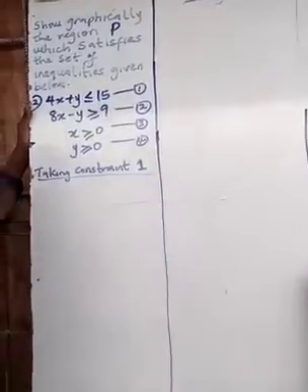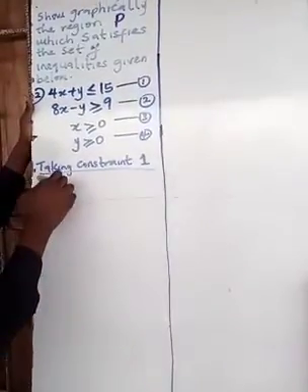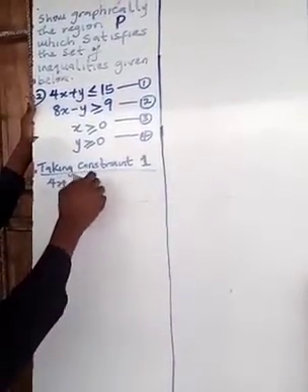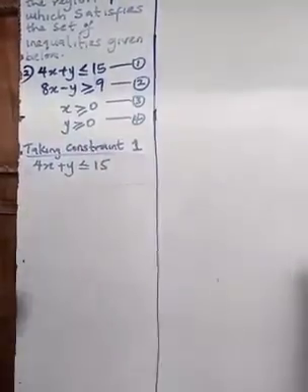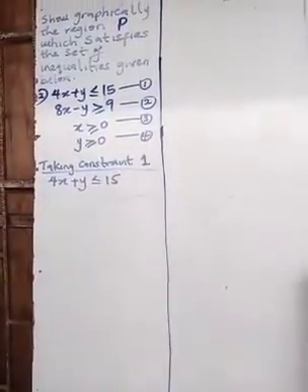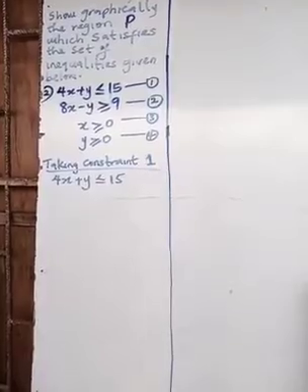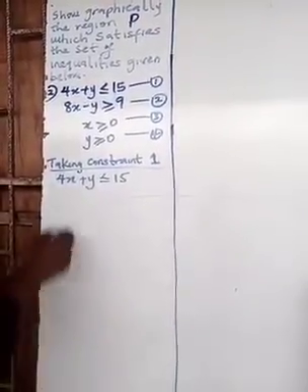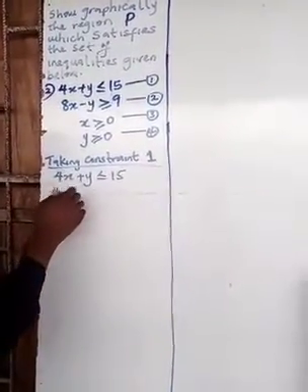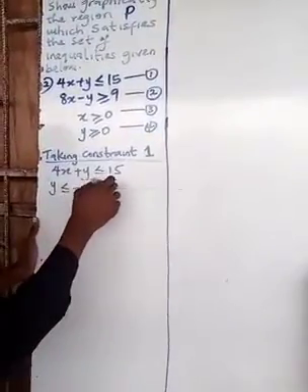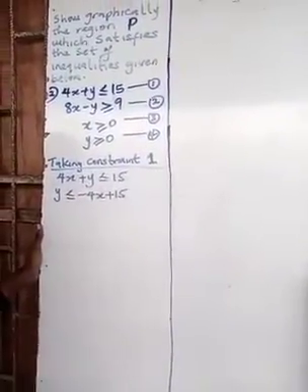We have 4x plus y less than or equals to 15. So we'll try and make y the subject. So we have y less than or equals to minus 4x plus 15.